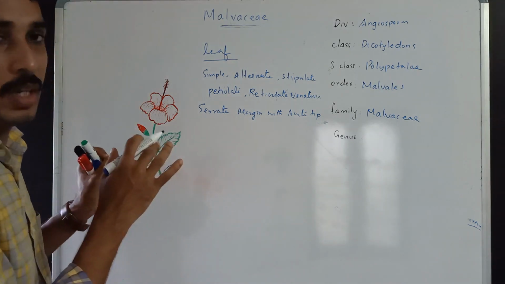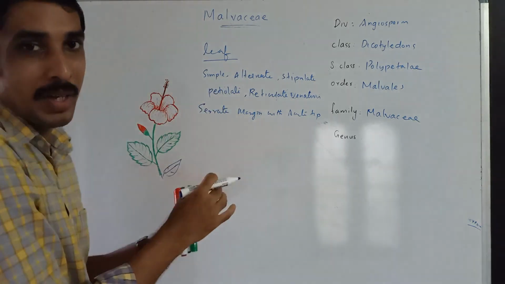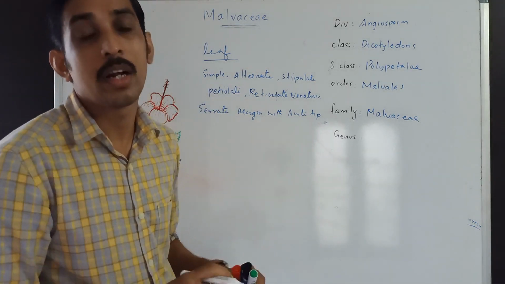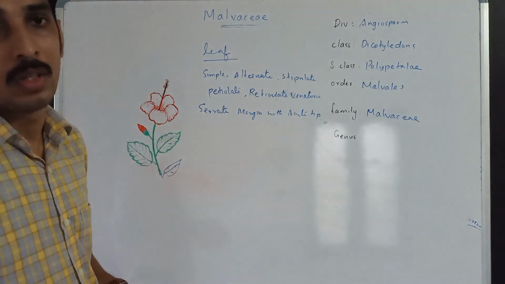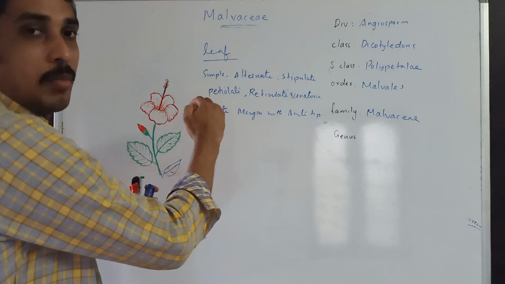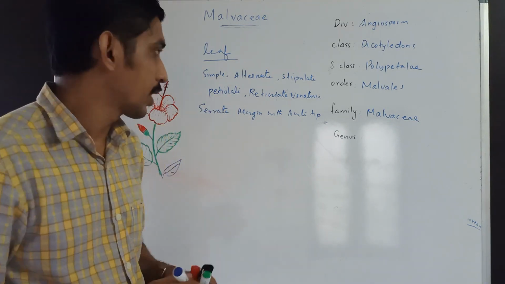So this is about the leaf. Usually the leaves are simple, not compound leaves. In some cases the leaf may be lobed, but it is not compound. It is usually a simple leaf. And in most of the cases, that leaf contains stipules. That is why it is called a stipulate leaf. Okay, that is about the leaf.